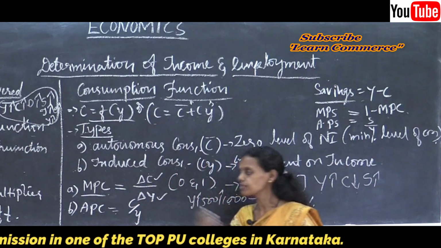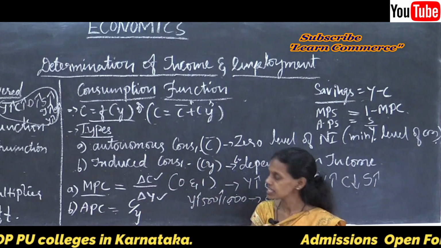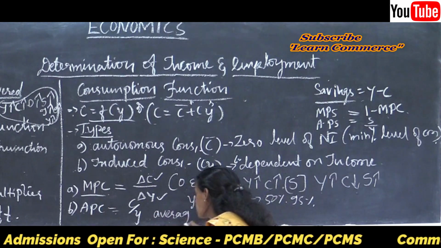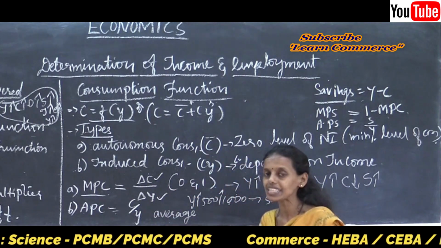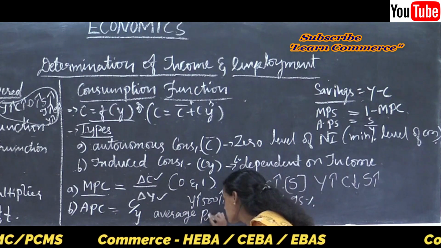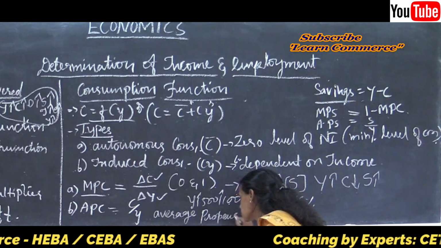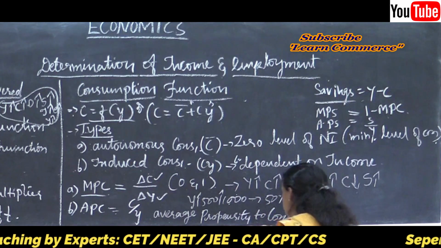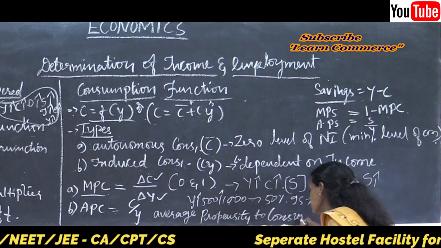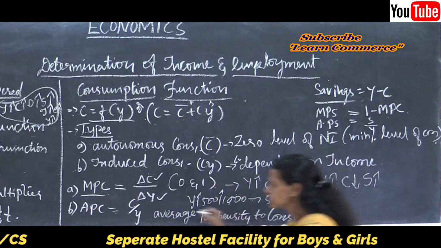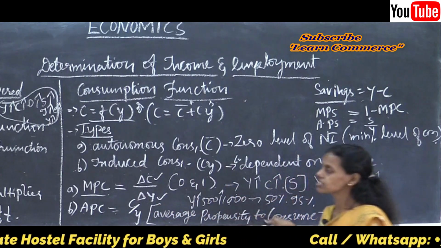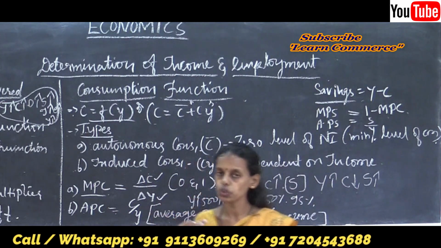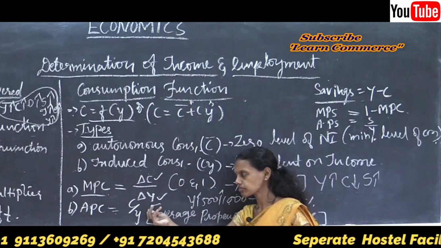What may the term APC stand for? APC is equal to C by Y. APC means average propensity to consume. Average propensity is nothing but ability. MPC means marginal capacity to consume the commodity. APC means average propensity to consume the commodity, the average capacity of an individual to consume the commodity.